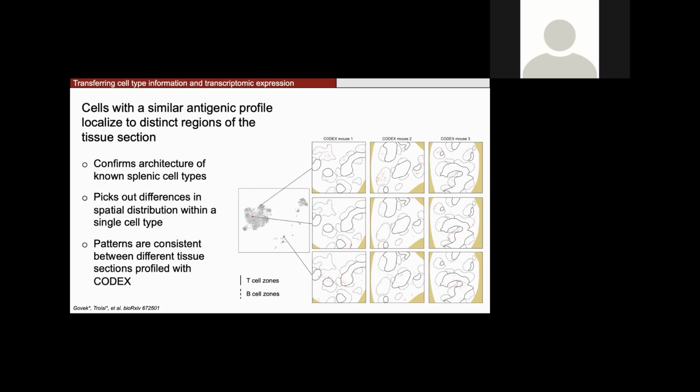So we plotted cells with similar antigenic profiles on all three of the tissue sections profiled in the original codex paper. And we see that these patterns are consistent between all of the codex mice.